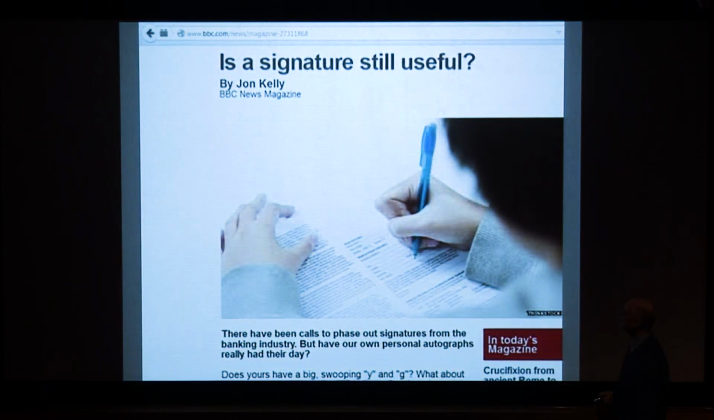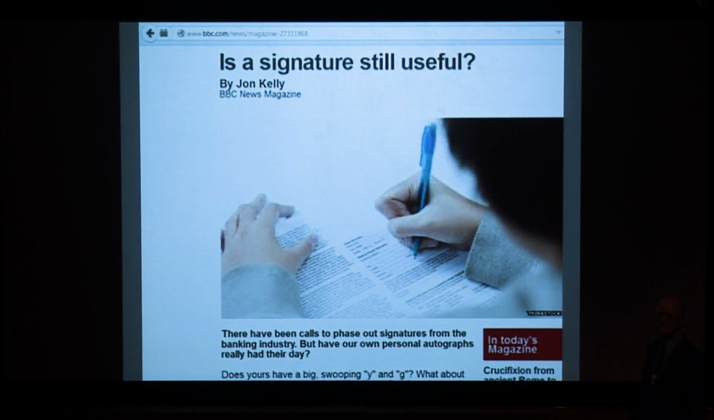And just a couple of days ago, I saw this article on the BBC website. I guess this makes it official. Is a signature still useful? The article is an account of the general decline of handwriting and raises the question, do we really even need to learn how to write anymore since everything is done electronically? I think for myself, I can spend a lot of time sitting at a computer typing, and handwriting isn't a big part of my life anymore.